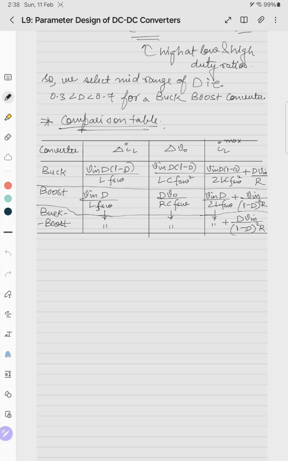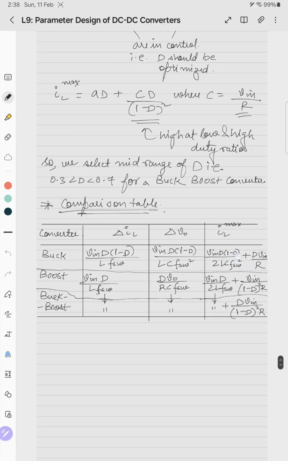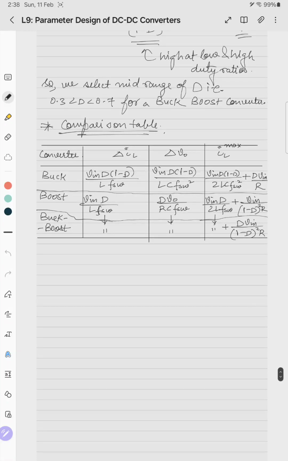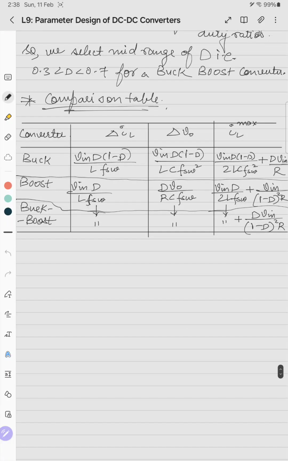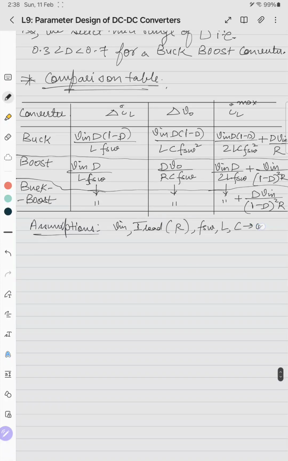Based on this, we have decided the permissible range of operation of each of the DC-DC converters. So whenever we want to optimize it, we should have some assumptions. Assumptions are V in, I load, or you can say R, FSW, L, C are constant, and each of them are known to us.